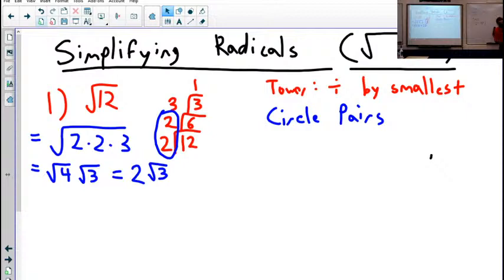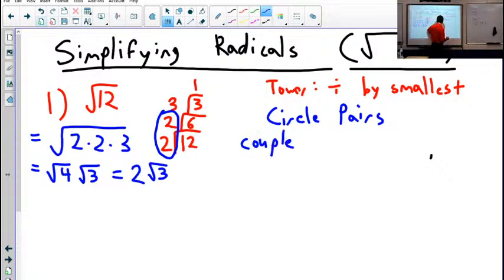Here's the idea that's going to help you remember it. Anytime you have a pair, you're going to wind up with this perfect square situation where the radical is going to go away. So if I have a pair of 2's, that means that this 2 is going to be able to come out of the square root. If it doesn't have a pair to go along with it, it's got to stay inside the square root.